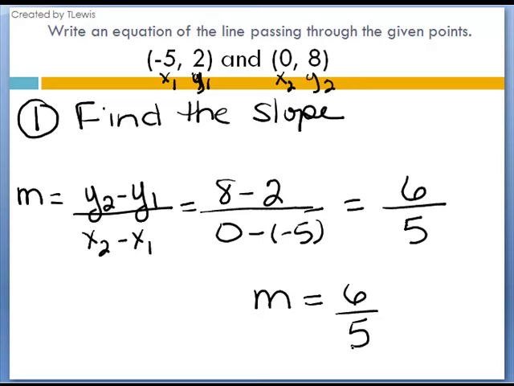Now we need one of the points that we have here. You choose which one you want to use. Now, I am going to use the first set of points, (-5, 2). So part 2 to this, we want to then use the point-slope formula.